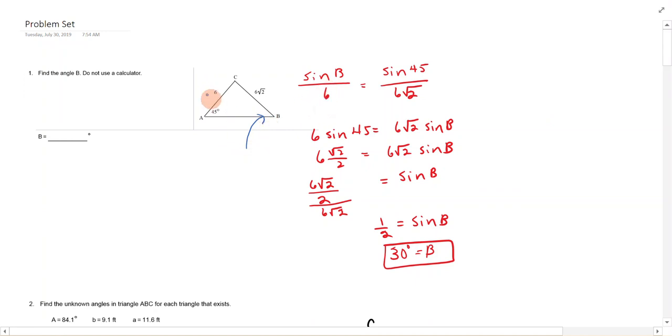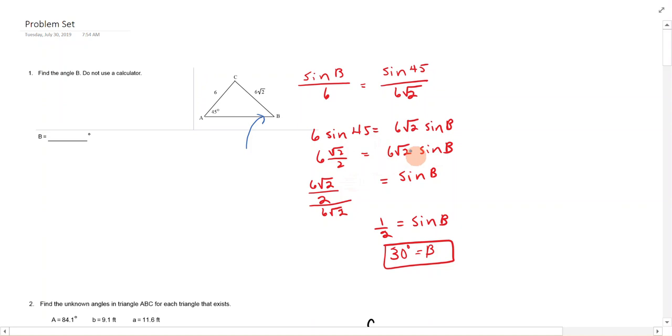So sine of B over 6 equals sine of 45 over 6 square roots of 2. So let's cross multiply. We get 6 sine 45 equals 6 square roots of 2 sine B. Divide by 6 square roots of 2, and you end up with 6 square roots of 2 over 2. Let me do that algebra for you. So when you do this, we're plugging in what the sine of 45 is. So that's 6 square roots of 2 over 2.